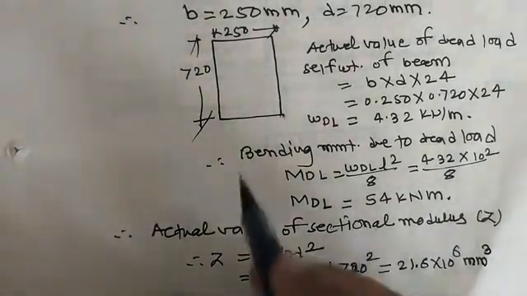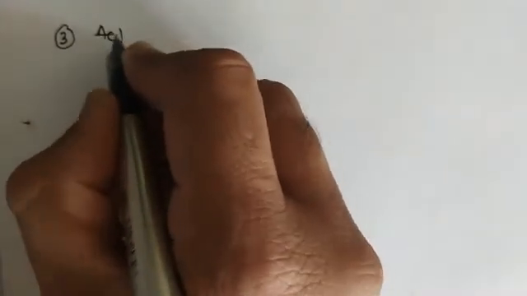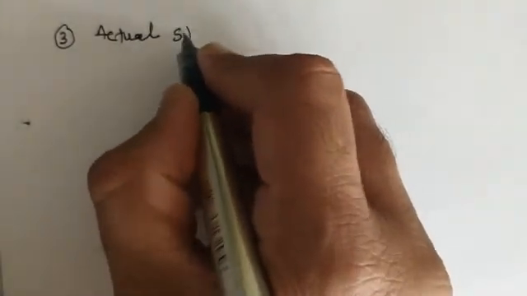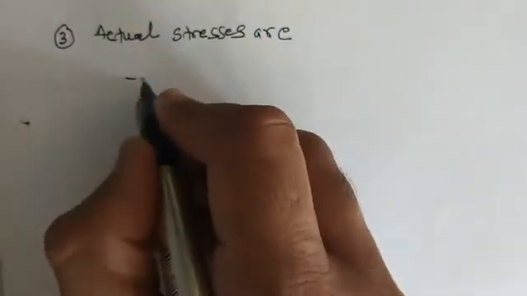Now by considering all these actual values, you have to find out the actual stresses developed at the top fiber and bottom fiber. Now exactly what are the actual stresses? This is step 3. Okay, actual stresses are, okay, how it is calculated.